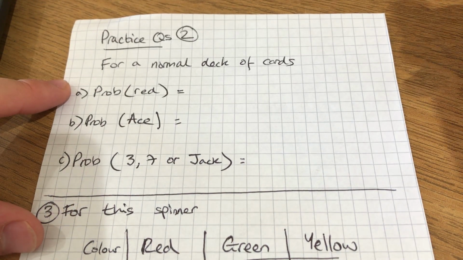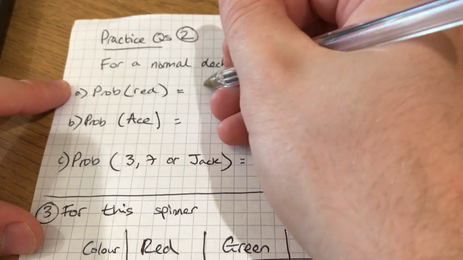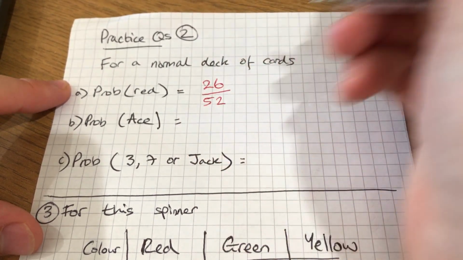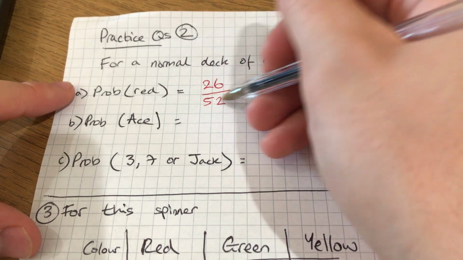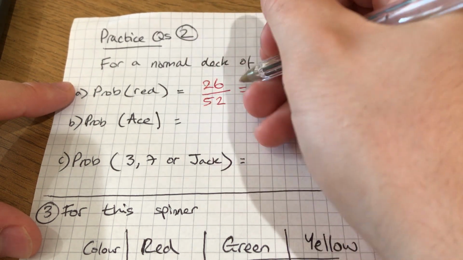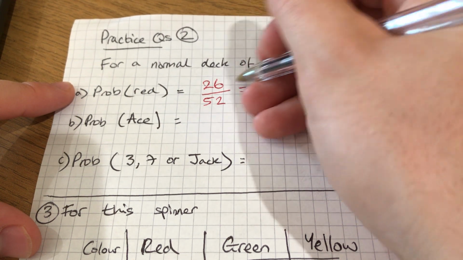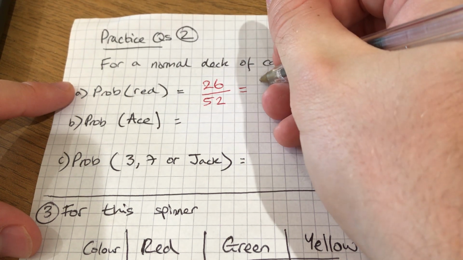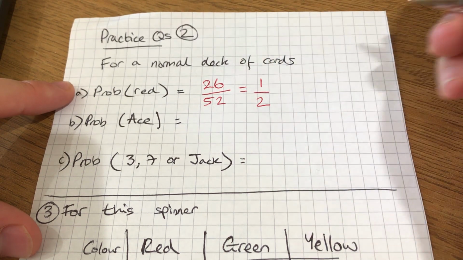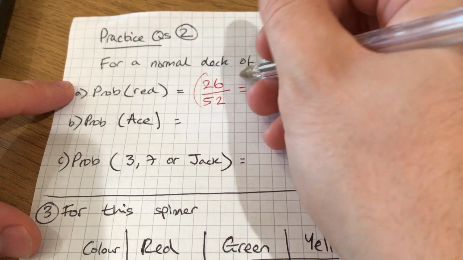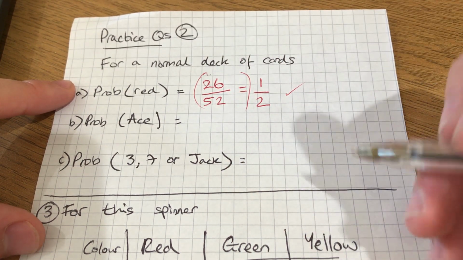Well, there's a couple ways of doing this. There are 26 cards that are red, out of 52, because you've got 13 hearts and 13 diamonds. Simplify that, you'd have to divide it by 13 and then divide it by 2, or vice versa, giving you 1 half. Or you could just think half a red, half a black, boom, done. You don't have to write that bit, you could have just got that.